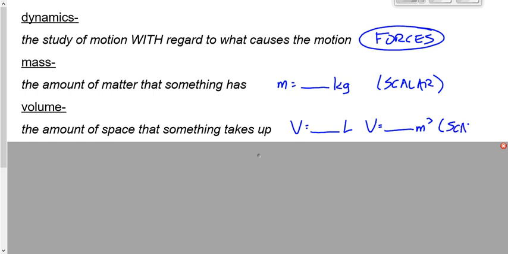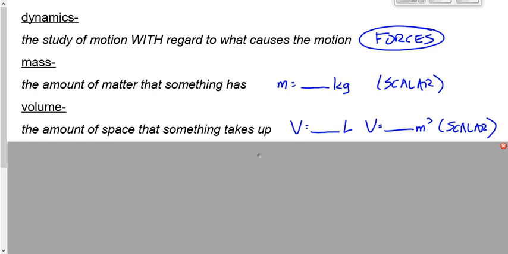The other way to know that it's going to be a scalar is that when you look at the symbol there, volume, capital V, it does not have the little half arrow over top of it, so it must be a scalar. Has a half arrow, it's a vector. If it doesn't, it's going to be a scalar.